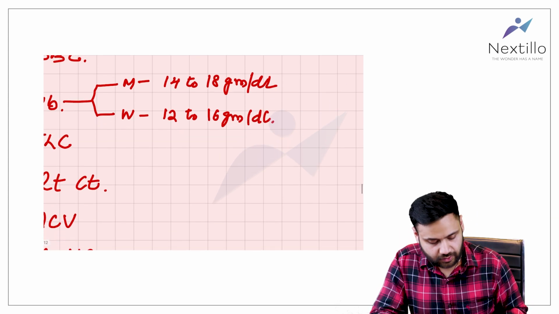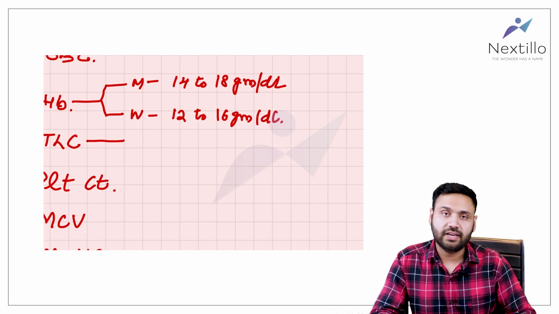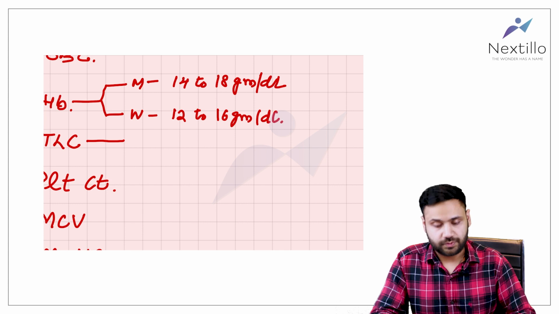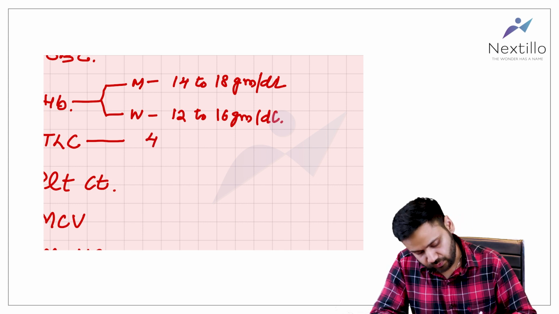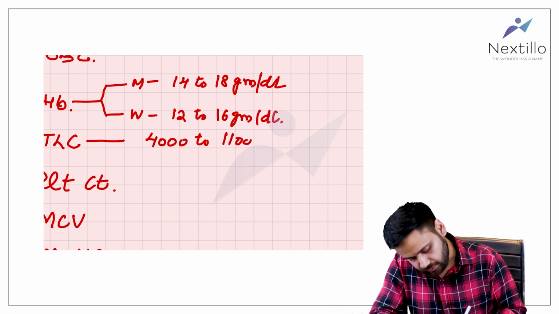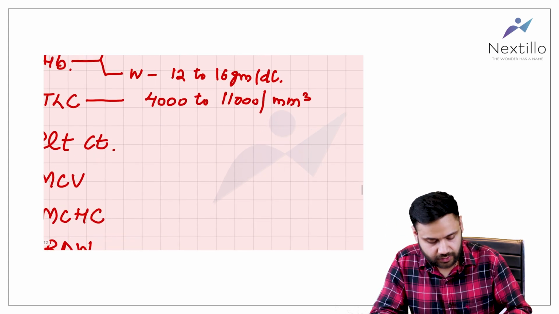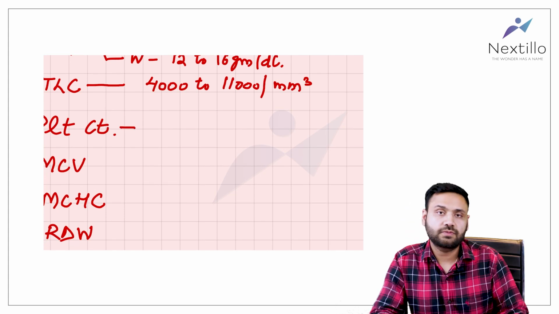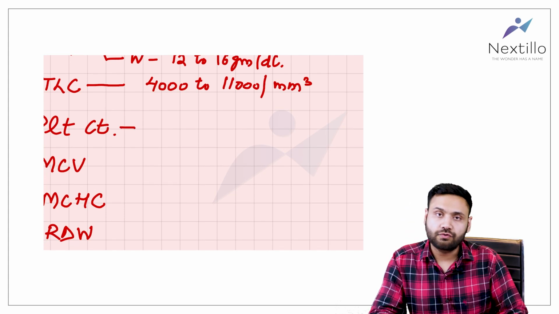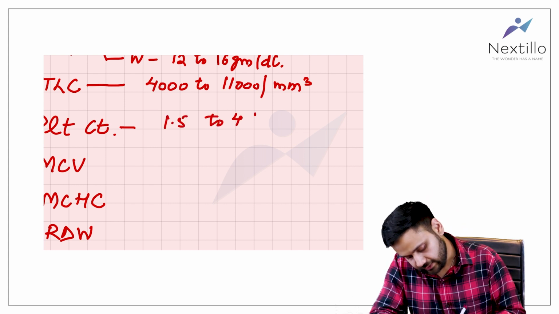The next lab value, total leukocyte count, is normally between 4,000 to 11,000 per millimeter cube. The next value is the platelet count, which is between 1.5 to 4 lakh per millimeter cube.